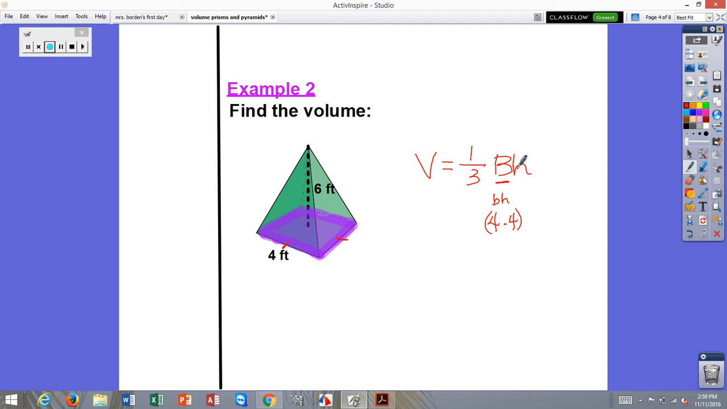Height of our pyramid is down the middle of the pyramid. How tall is it? It has to be perpendicular to the base. So we have a height down the middle of the pyramid, which is 6. 1/3 times 4 times 4 times 6. So 4 times 4 would give us 16. And then 16 times 6 would be 96, so 1/3 times 96. So if we divide 96 by 3, we're going to have a volume of 32 feet cubed.